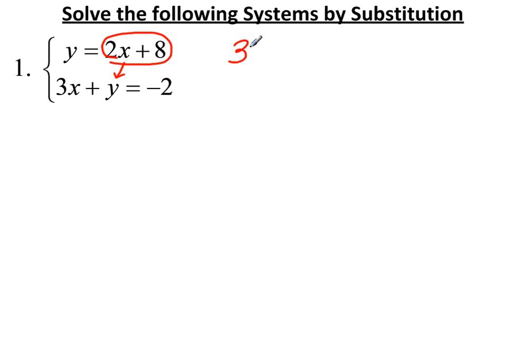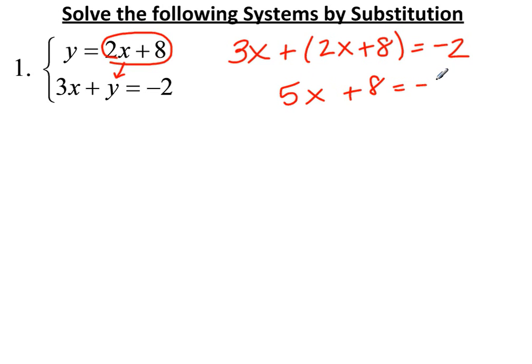I'm going to take 3x plus, instead of y, I'm going to substitute. I'm going to use parentheses. It's always best to use parentheses when you substitute, just in case you have to do a special operation to it. But because there's only an imaginary one here, I don't really need it. So I can look at this as if the parentheses didn't exist. So I have 5x plus 8 equals negative 2. I'm going to subtract 8 from both sides and get negative 10. Divide by 5, and I get negative 2.